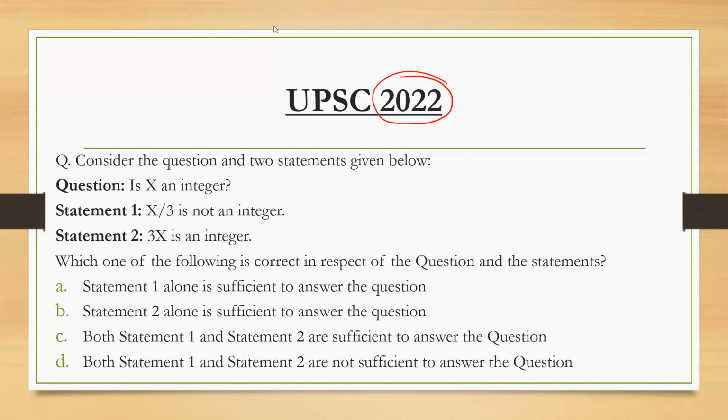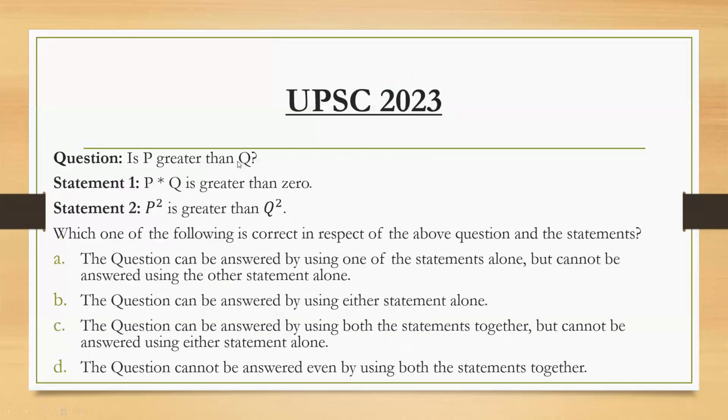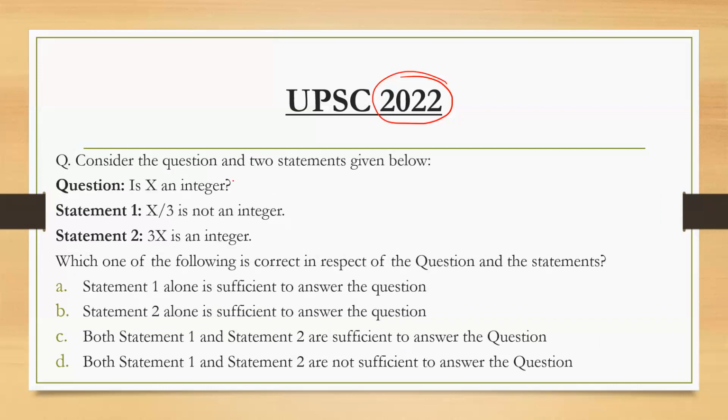Okay, so see here, the question asked is: is x an integer? So we should get a definite answer, either x is an integer, or x is not an integer. A definite answer we should get, right? So what is the first statement saying? x by 3 is not an integer.